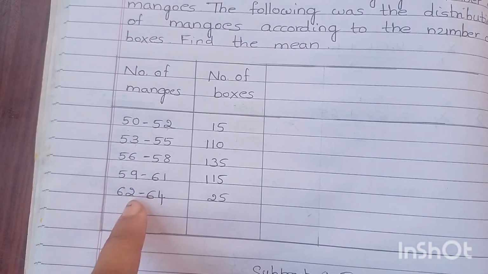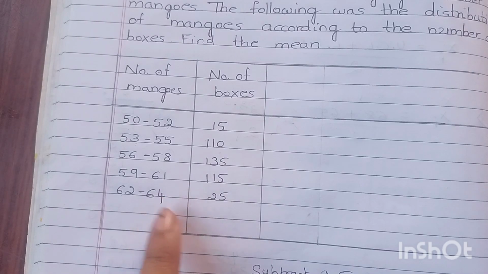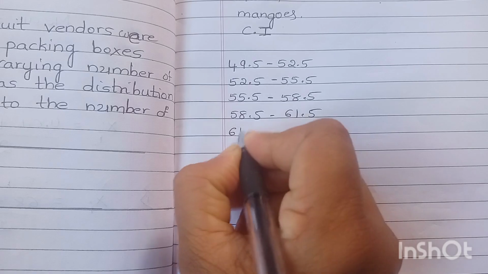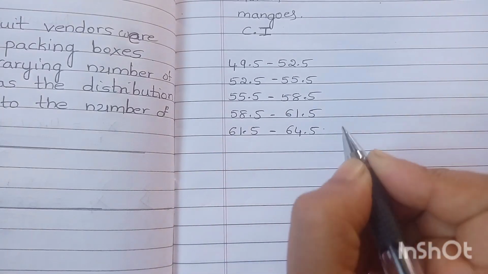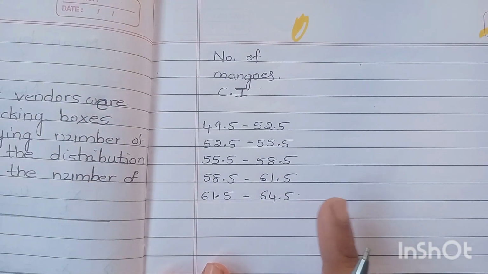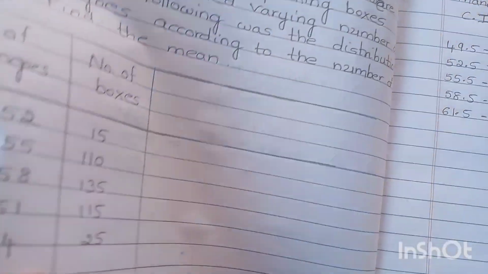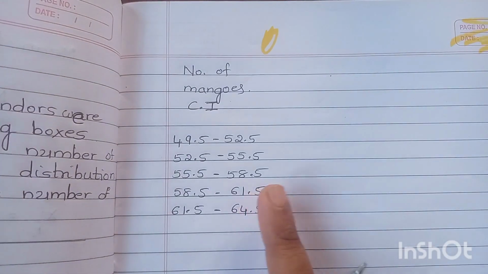We have to subtract 0.5 from this. Then it will become 61.5. And we have to add 0.5 to this upper class limit, then it will become 64.5. 61.5 to 64.5. Okay. Now look at this. This is our new class interval. Since the order of the class interval was not correct, we made a new class interval.